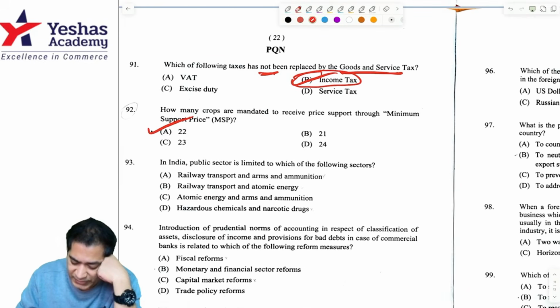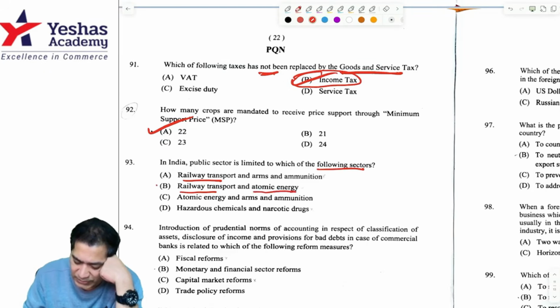In India, the public sector is limited to which of the following sectors? It means they are asking you indirectly where private investment is not permitted. Railway transportation, yes. Arms and ammunition, no, because privatization has happened there. Railway transportation, yes. Atomic energy, yes. B is the answer.